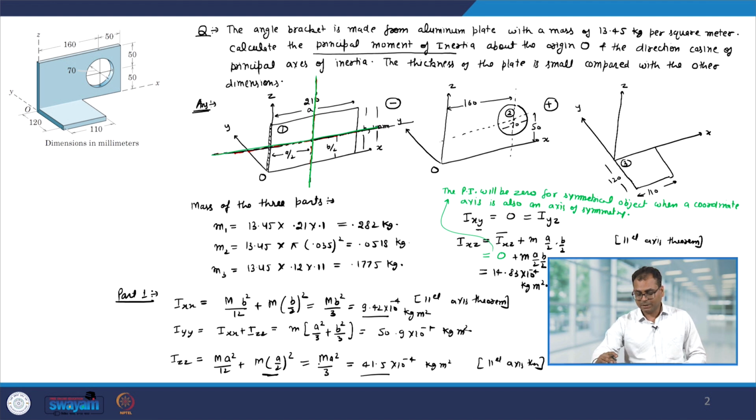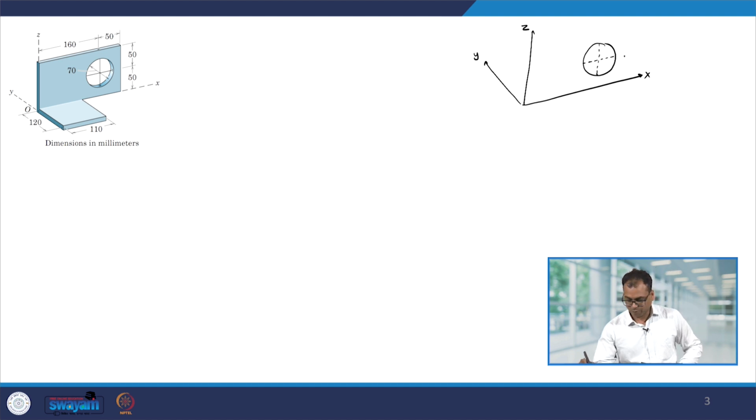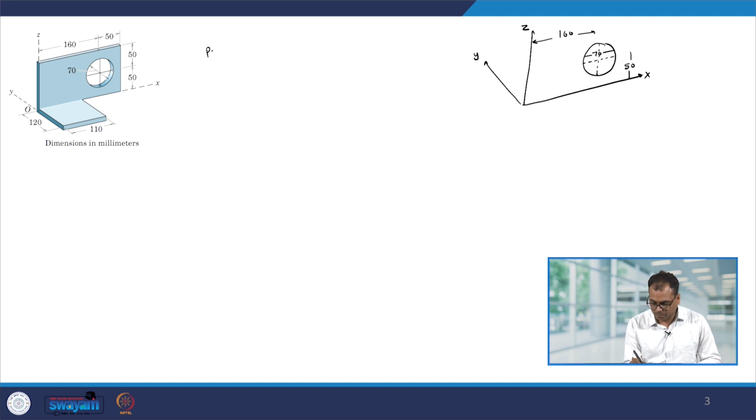Now, let us look at part 2. So, part 2 was the ring. Okay. So, it was given that this is 50, this is 160 and the radius is 35. So, the diameter is 70. Okay. So, this was our part 2.